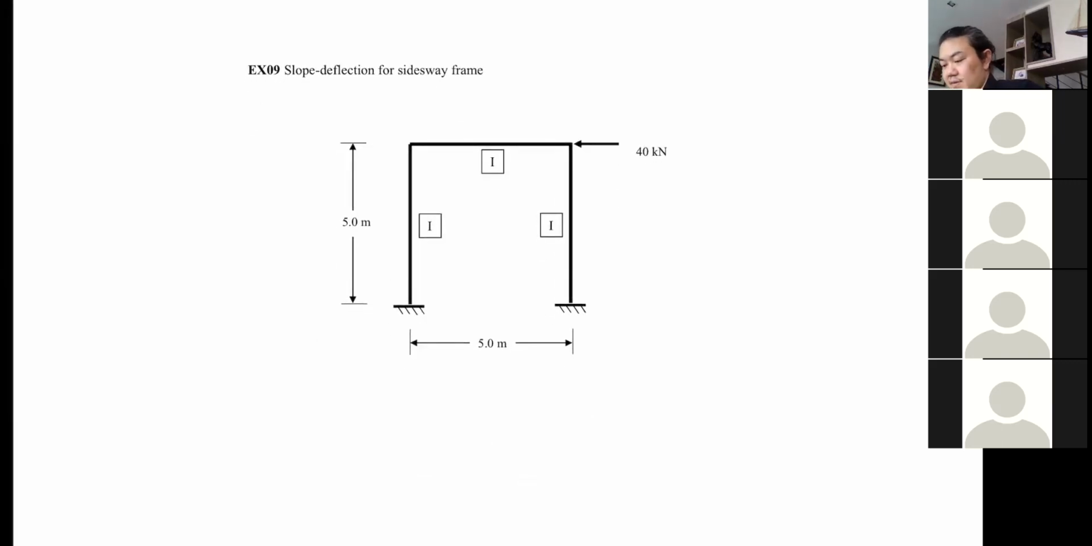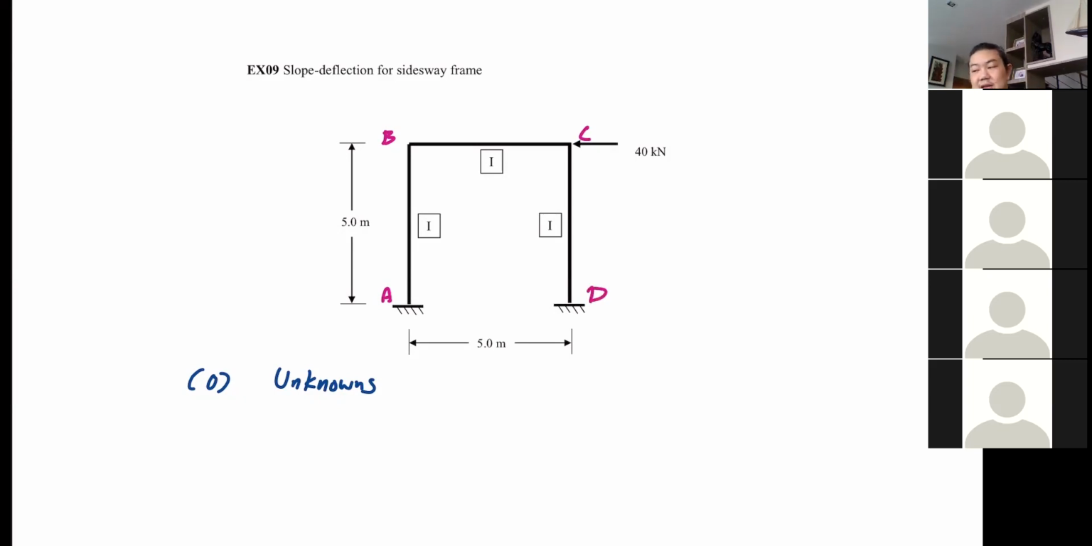Now, step number zero, unknowns. What are they? Let's give them the name. A, B, C, and D. Tell me, what are the unknowns? Hey, you guys still there? Anyone? Or are you all falling asleep?